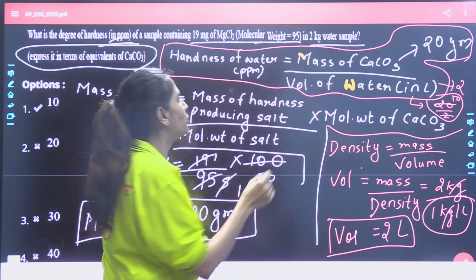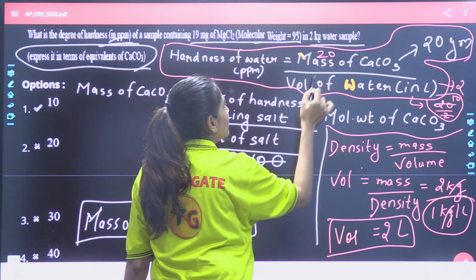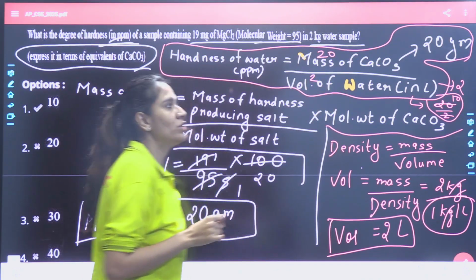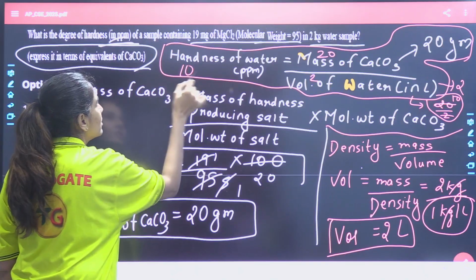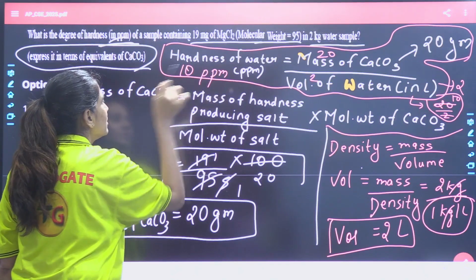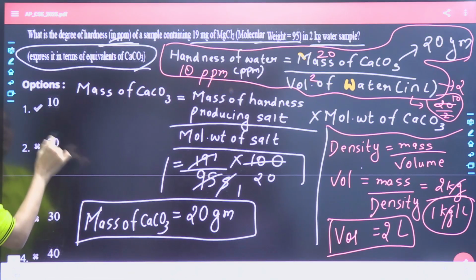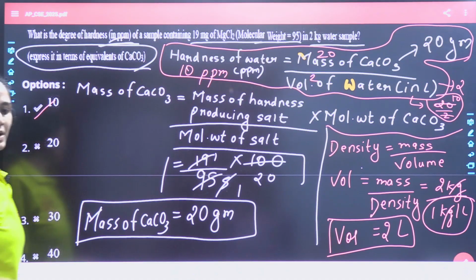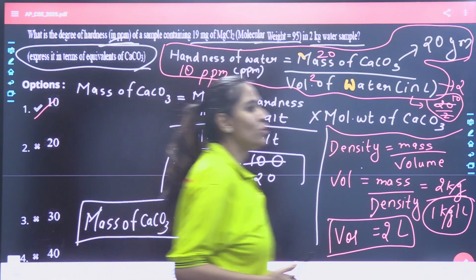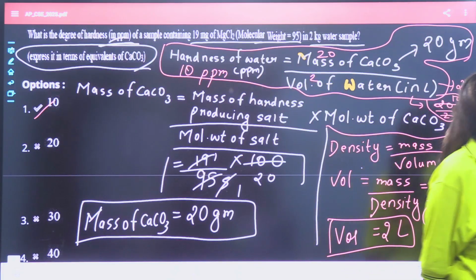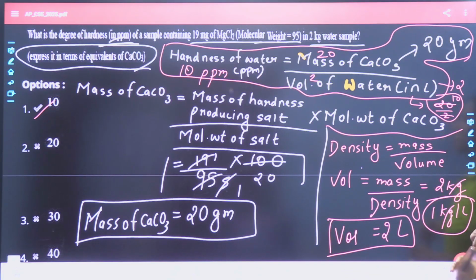Just here we would put 20, and here we would put 2. So the answer would come out to be 10 parts per million. So our correct option would be 10 parts per million. This is the hardness of the water in parts per million. Clear? First of all, we calculate the mass of calcium carbonate, and then we calculate the volume of water in liters.